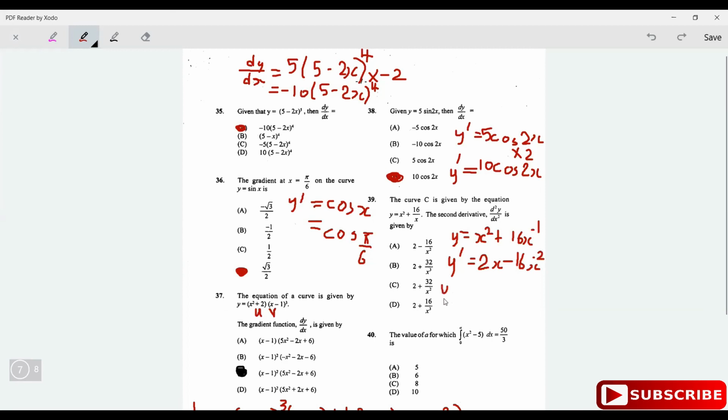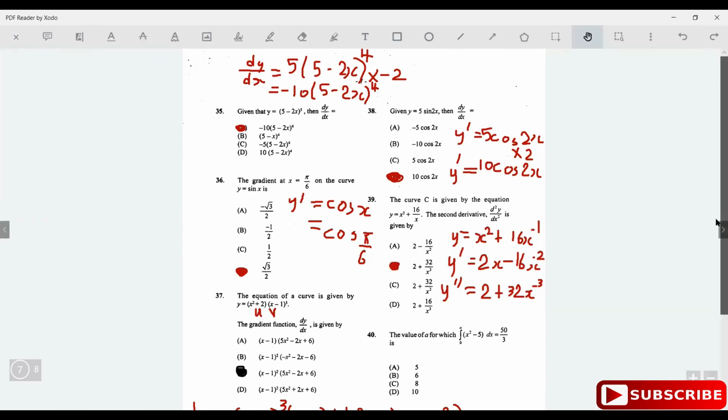And so the second derivative, y double prime, is equal to, when you differentiate 2x, you get 2. You carry down the minus 2 now to get plus 32x to the minus 3. But remember, x to the minus 3 is 1 over x cubed. So we have 2 plus 32 over x cubed, which is option B. Nice. Let's look at question 40.